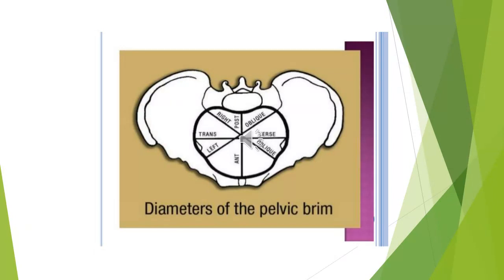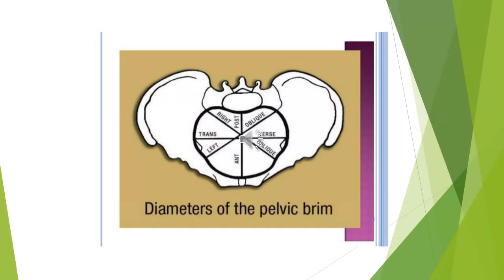The importance of the measurements of the pelvis is mainly obstetric, but also forensic and anthropological. Pelvimetry can be done in different ways. One method is pelvimetry on the skeletonized pelvis, that is prepared from cadavers. Then clinical pelvimetry is done on living subjects, and there is radiological pelvimetry.